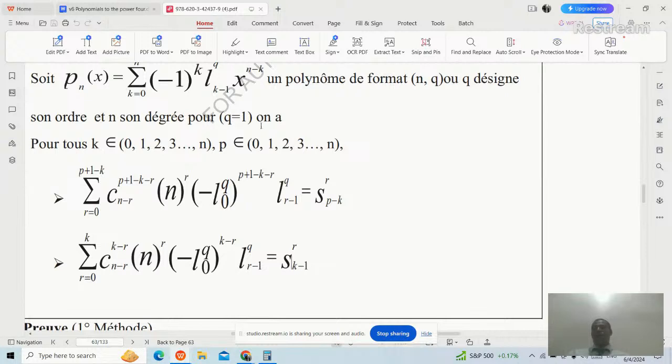Okay, for k equal 1, we have for any k belonging to 0 and n, p belonging to 0 and n, we'll obtain the sum from 0 to p plus 1 minus k, combination n minus r, p plus 1 minus k minus r, n raised to the power r, between parentheses, minus L0 for the q raised to the power p plus 1 minus k minus r, L r minus 1 about the q equal sp minus k raised to the power of order r. This formula is also called the discriminant formula of MOURAD. It's really both of them.